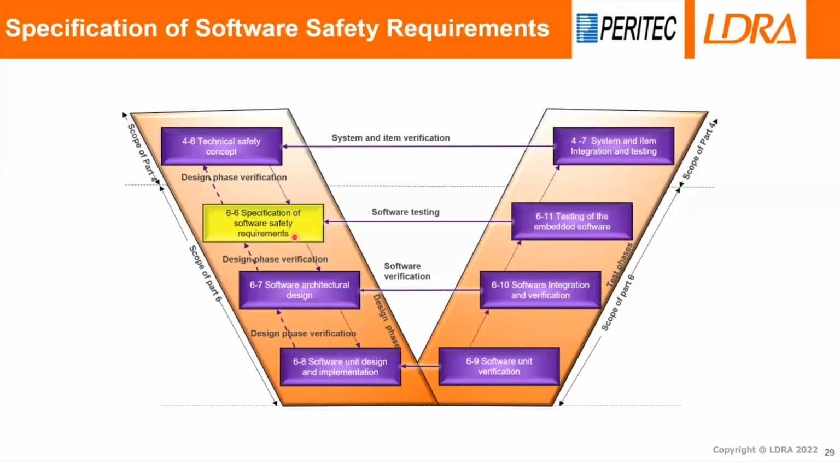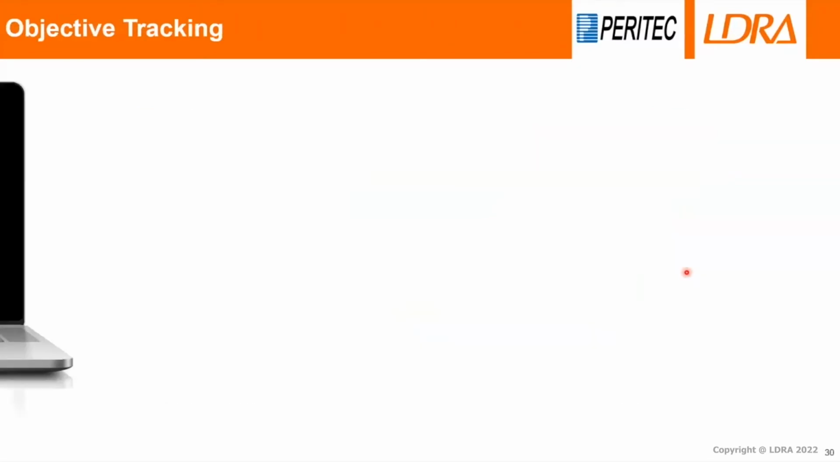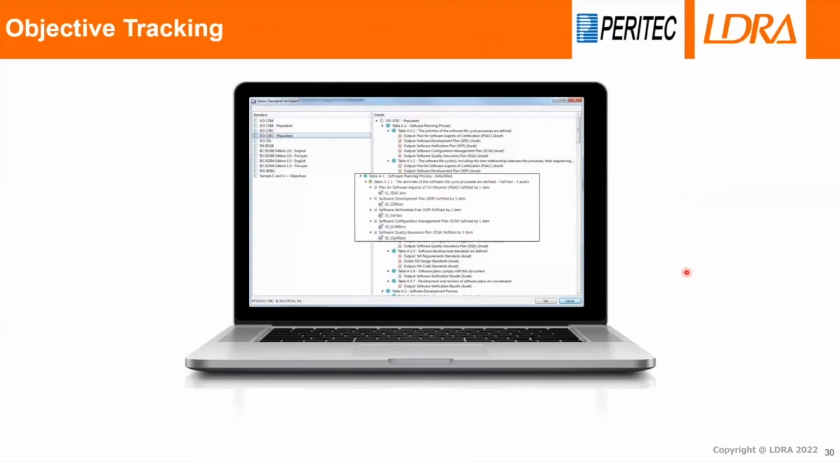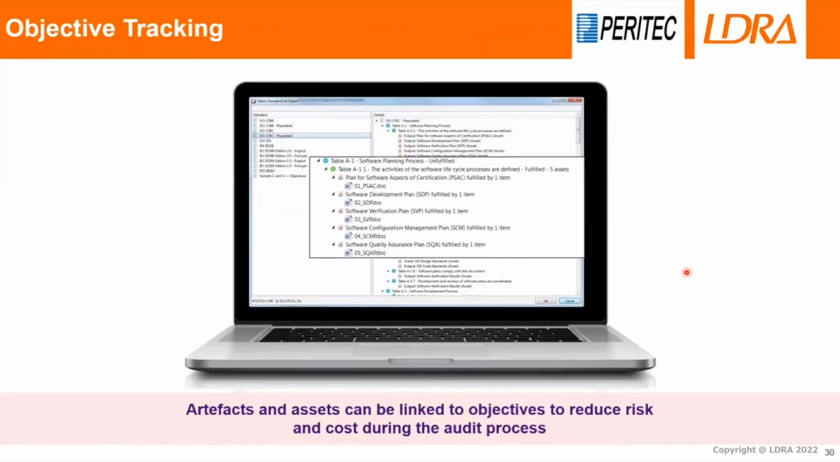So verification starts right from the requirement stage itself. So you have requirement verification, design verification, code level verification, unit testing, integration testing, and testing of the final embedded software. So these activities need to be completed, and the objectives which are recommended by the process standards need to be fulfilled. So artifacts and assets.